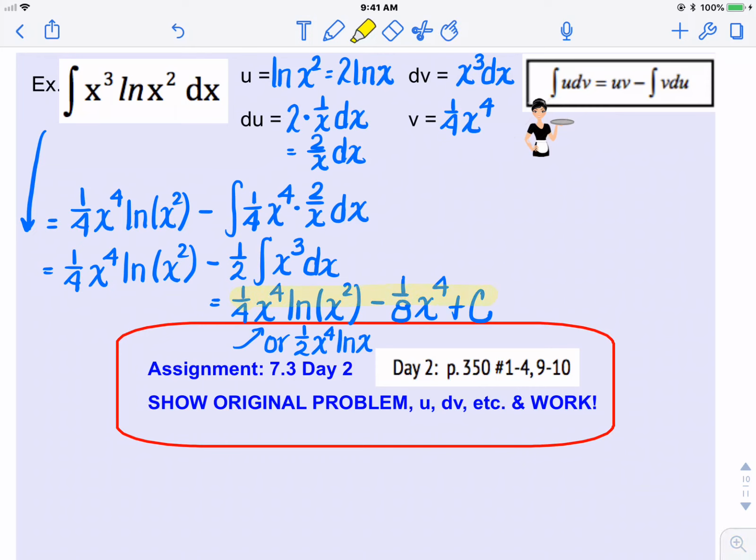So a little on the quick side. Hopefully you've been pausing the video so that you're actually getting out of this what you need to. Your tasks in the book are section 7-3, 1-4, and 9-10. Make sure you're showing all your steps.